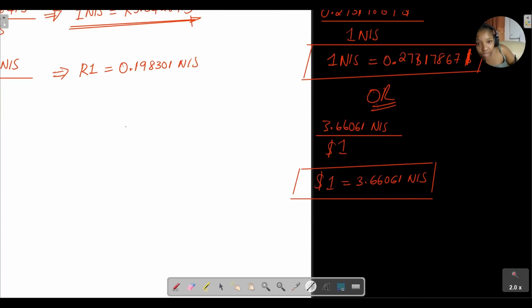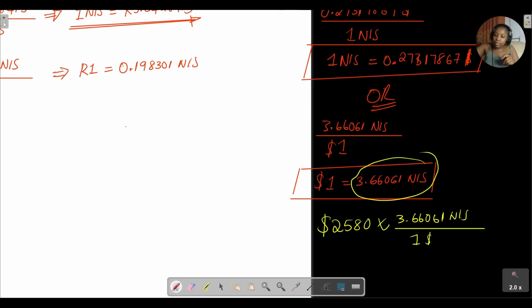So then let's convert. We're going to just convert these dollars. So it is 2,580 multiplied by what we want. We want NIS. Okay, so it's 3.66061 NIS divided by what you have, $1. Get your answer, and we are done. So it's 2580 multiplied by 3.66061 over 1. The dollars cancel, and the answer is 9444.37 NIS. And that is it.